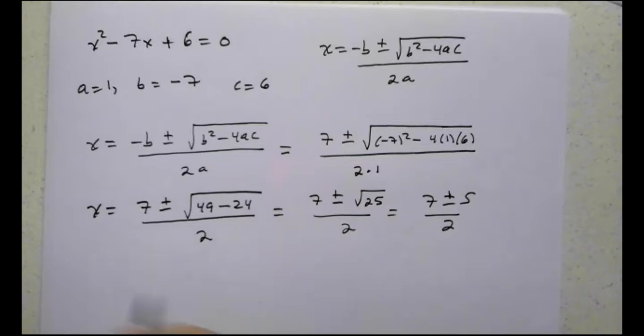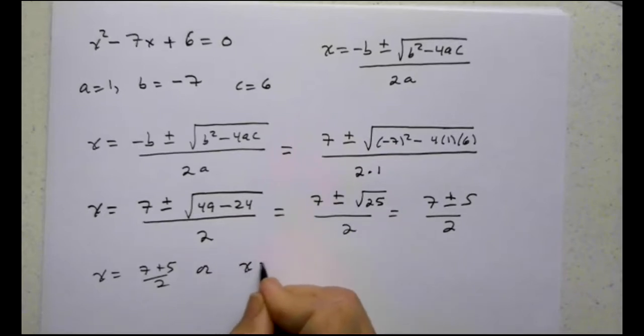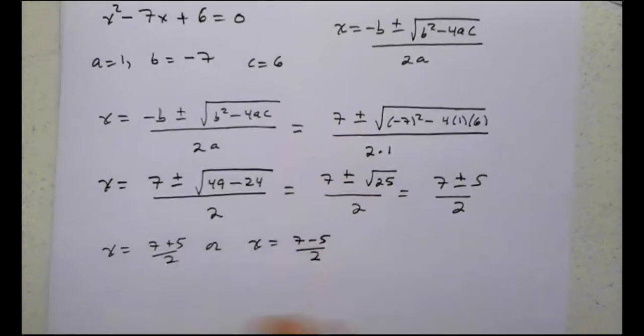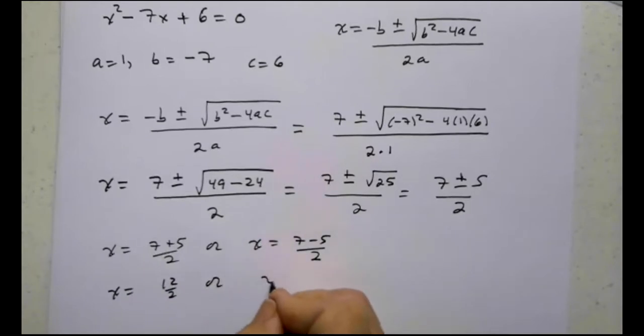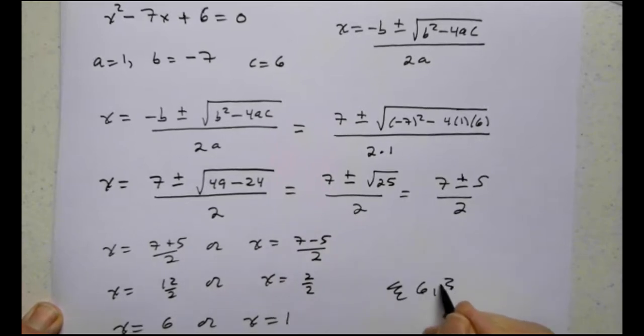So we get x is 7 plus 5 over 2, or x is 7 minus 5 over 2. So 7 plus 5, 12 over 2, or x is 2 over 2. You'll notice it's the same answer that we had with factoring. We get x is 6, or x is 1. Whoops, 6 comma 1. There we go. Two answers.